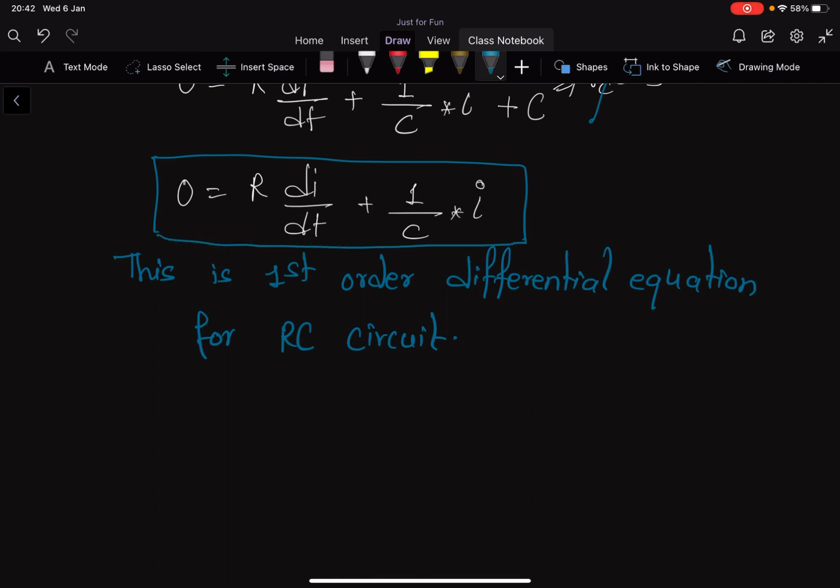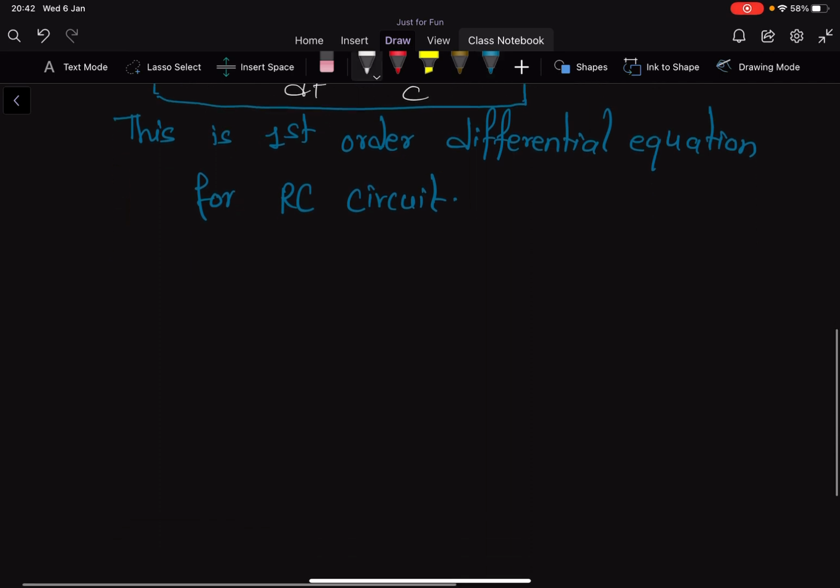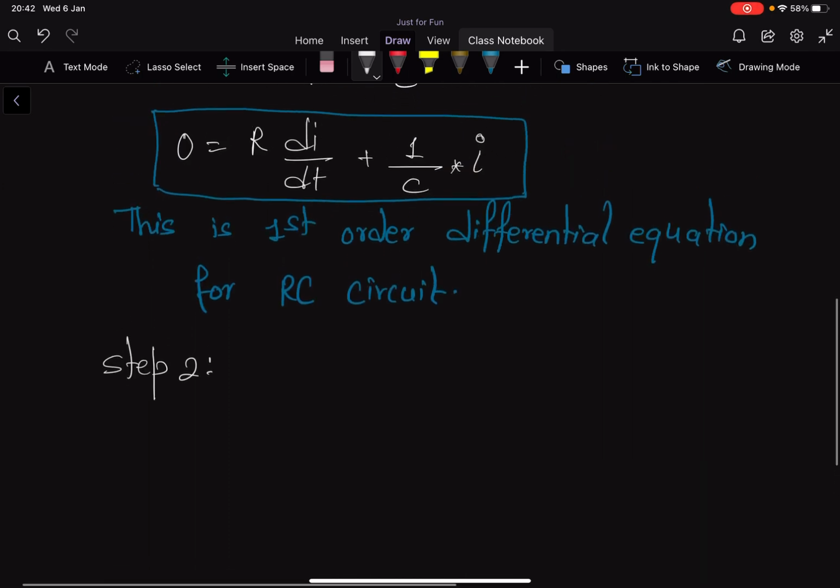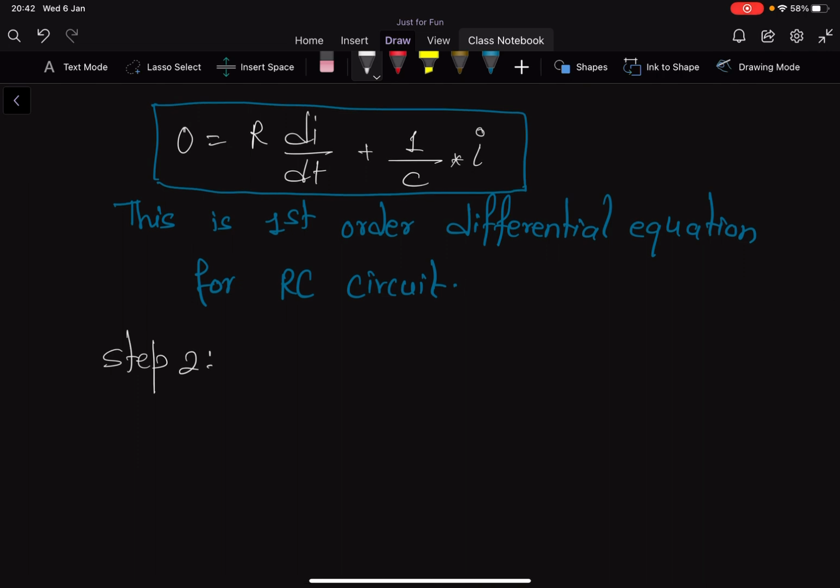After we get the differential equation, we go to the next step. Step 2 is to solve this differential equation. So we need to solve this differential equation.